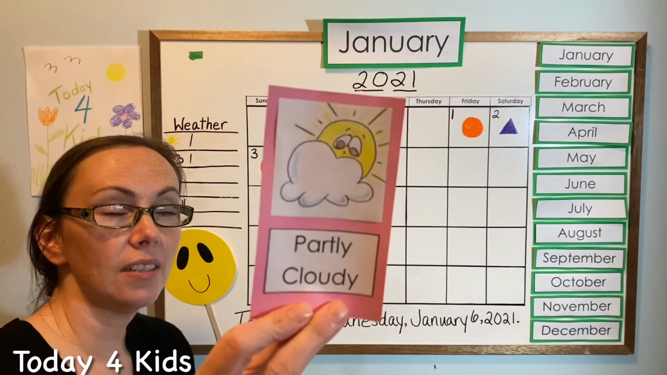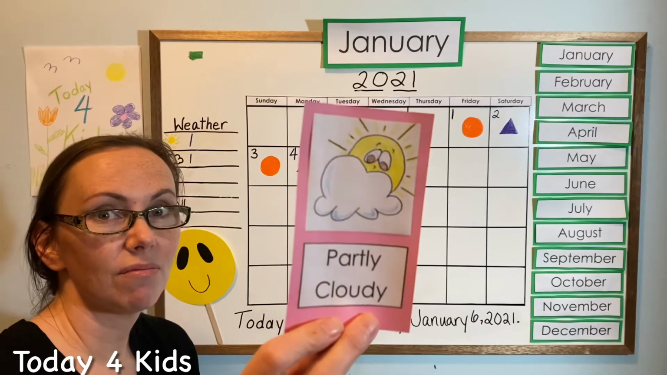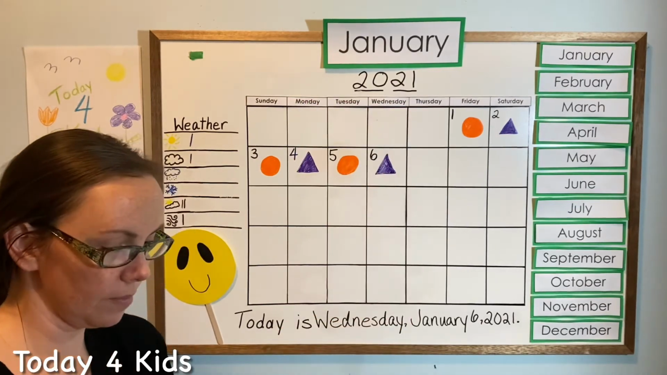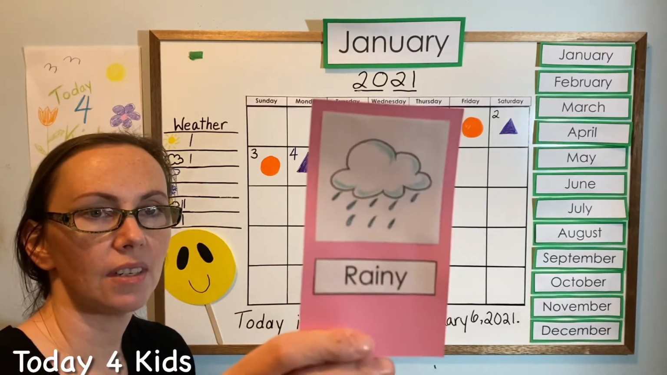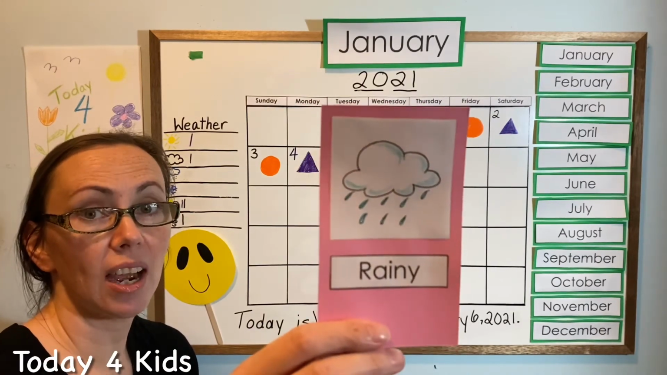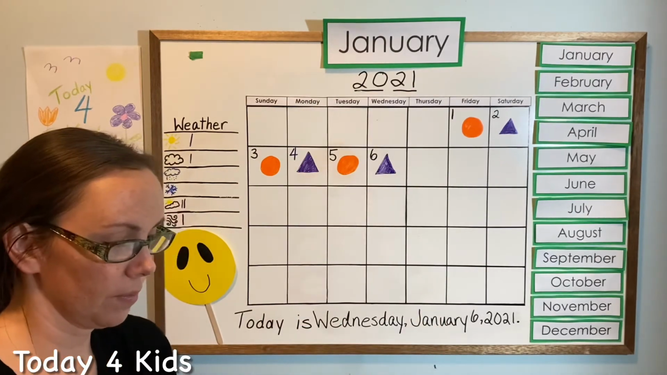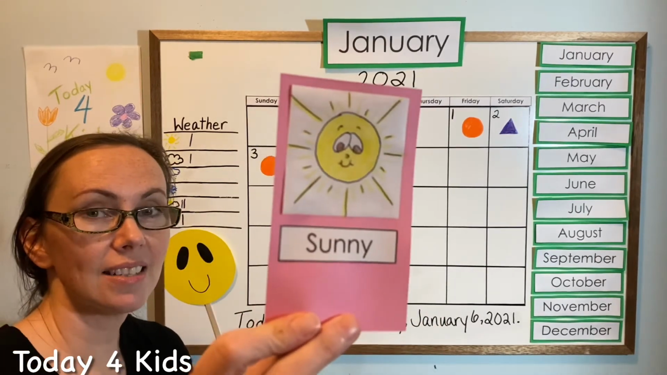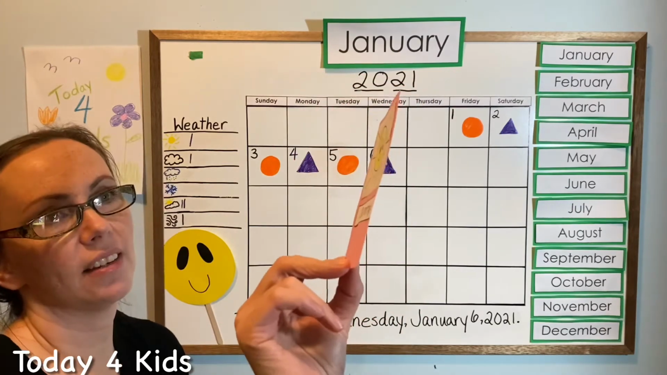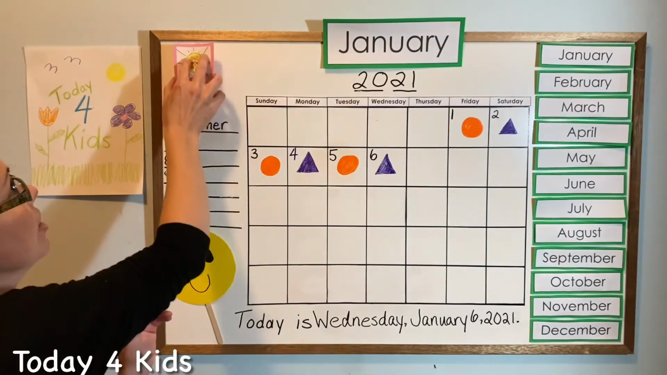Partly cloudy? I didn't think I saw any clouds. Just sun. What about this one? Rainy? Not likely in the winter. It doesn't happen very often where I live, but it might be where you live. What about this one? Sunny. Look at that sunshine. I think this describes our weather very well today. So I'm going to put that up on our board.